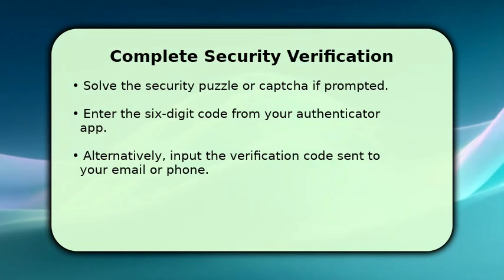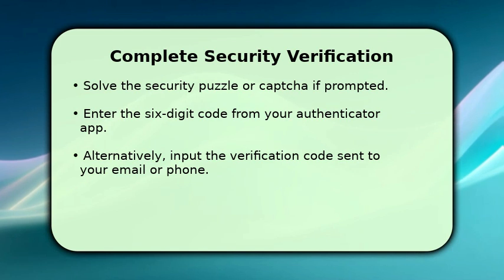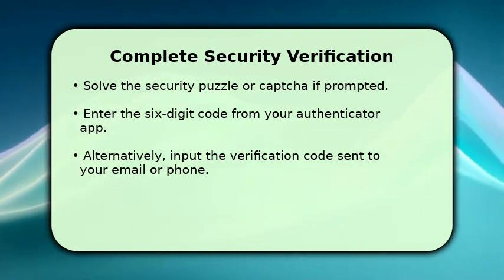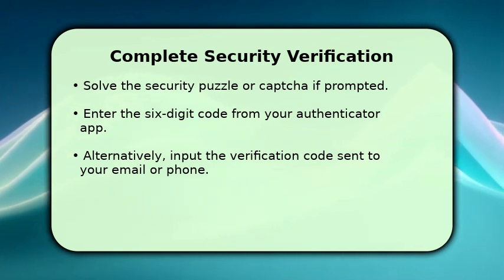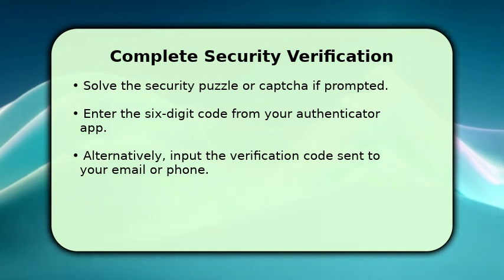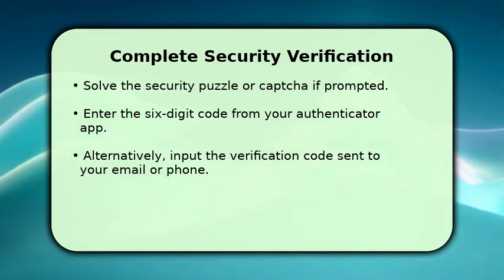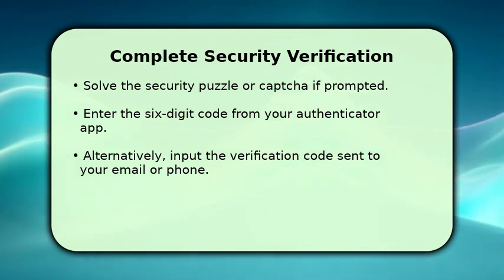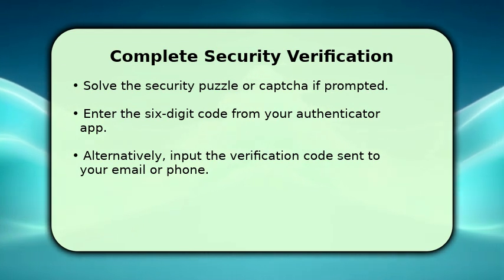After entering your credentials, Binance will often require a security verification step. This might involve solving a quick puzzle or a CAPTCHA to prove you are not a robot. Following that, if you have two-factor authentication enabled, you will need to enter the 6-digit code from your Authenticator app or a verification code sent to your registered email or phone number. This adds an extra layer of security.